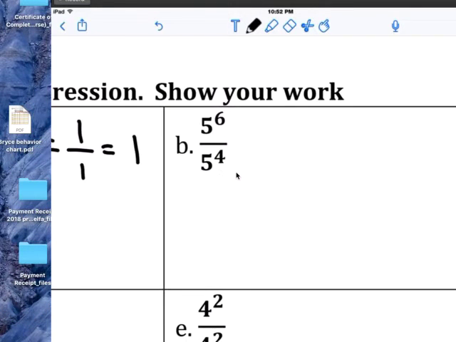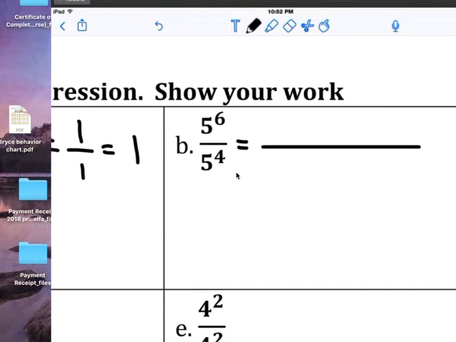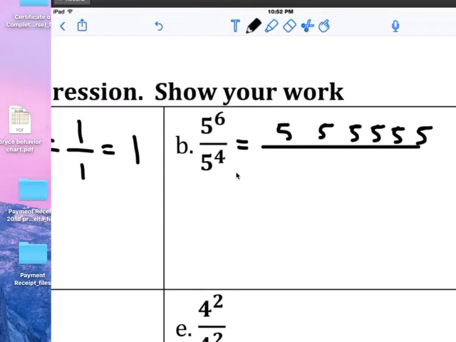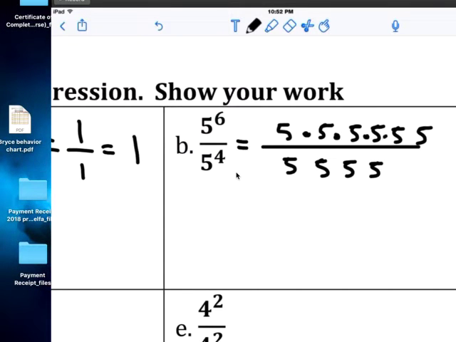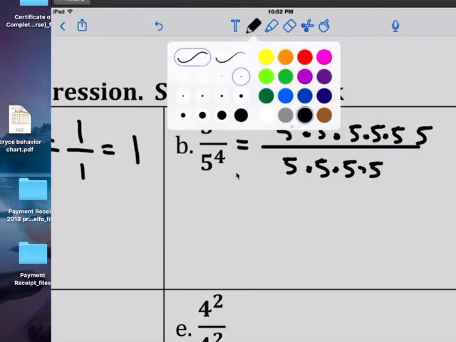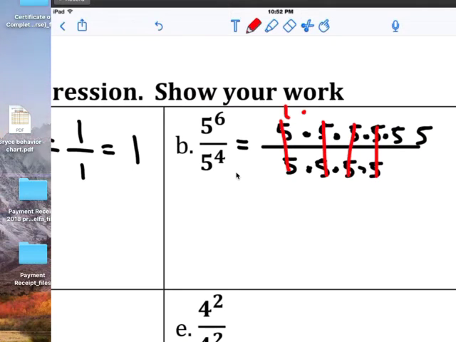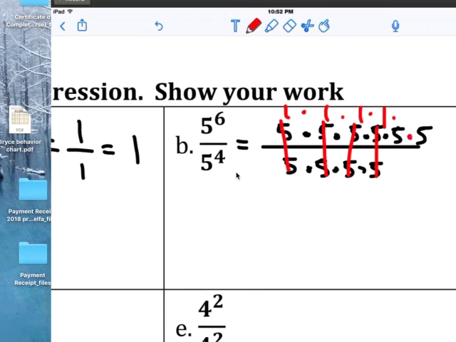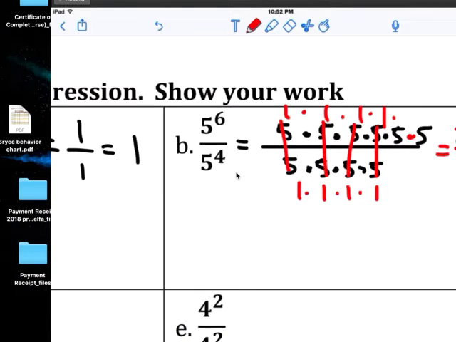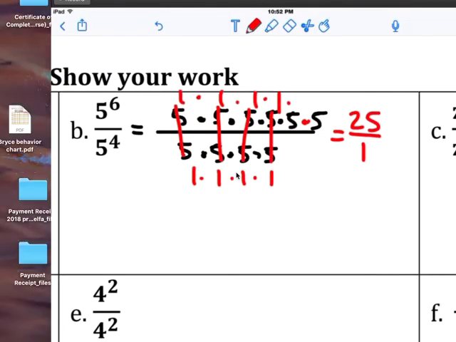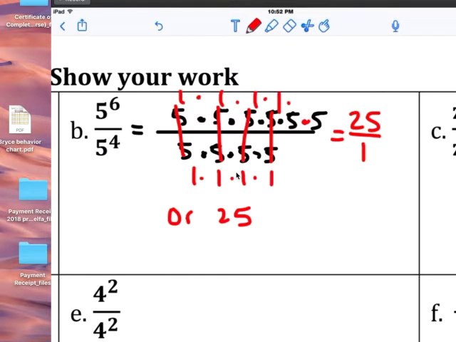Okay. Here would be 5, 6 times, right? And here would be 4 times. Okay. Well, this is 1. This is 1. This is 1. This is 1. 1 times 1 times 1 times 1 times this 5 times this 5 is 25 over 1 times 1 times 1 times 1 is 1, or just 25. Or 5 to the 2nd, right?